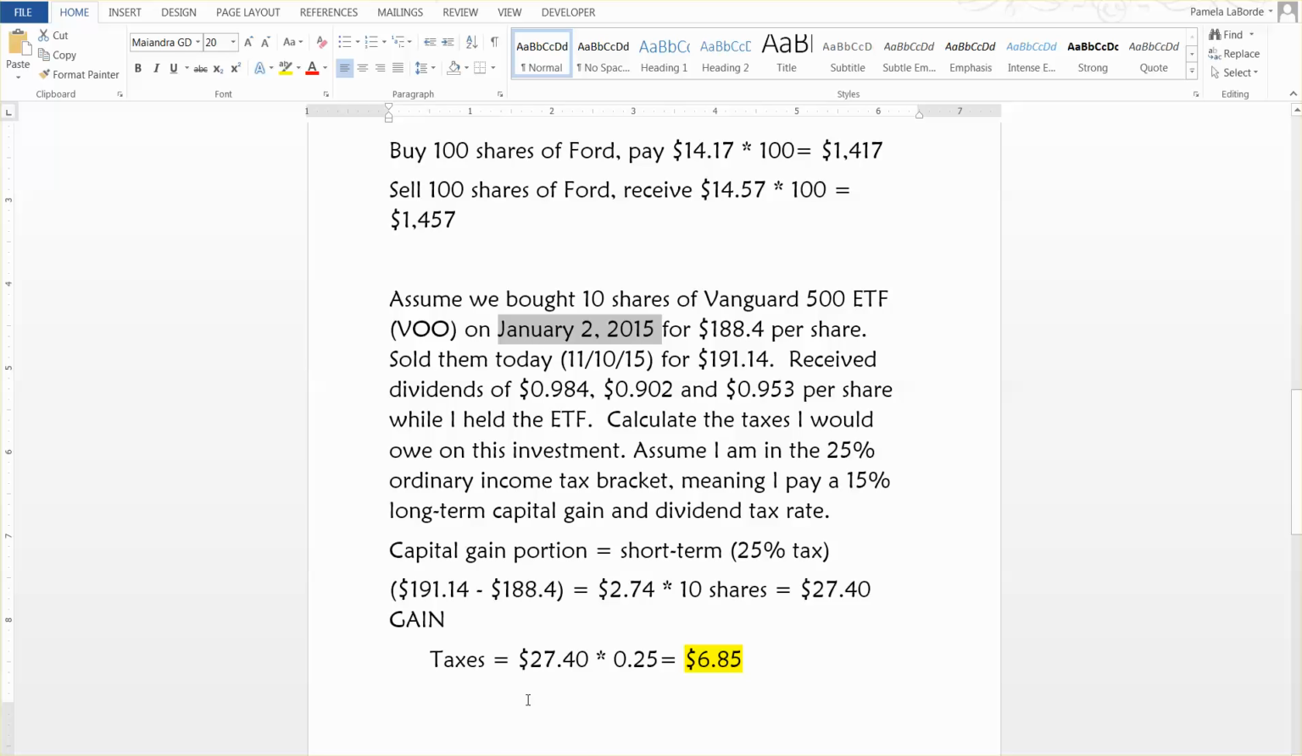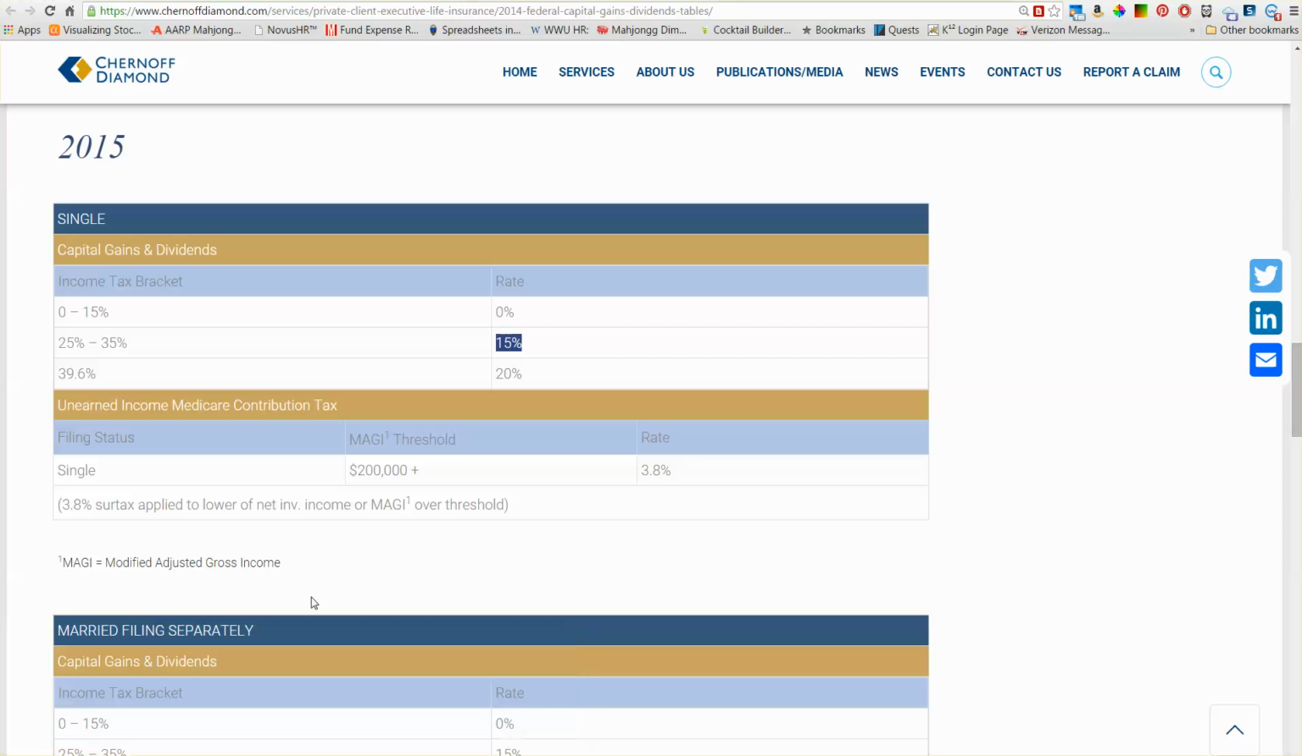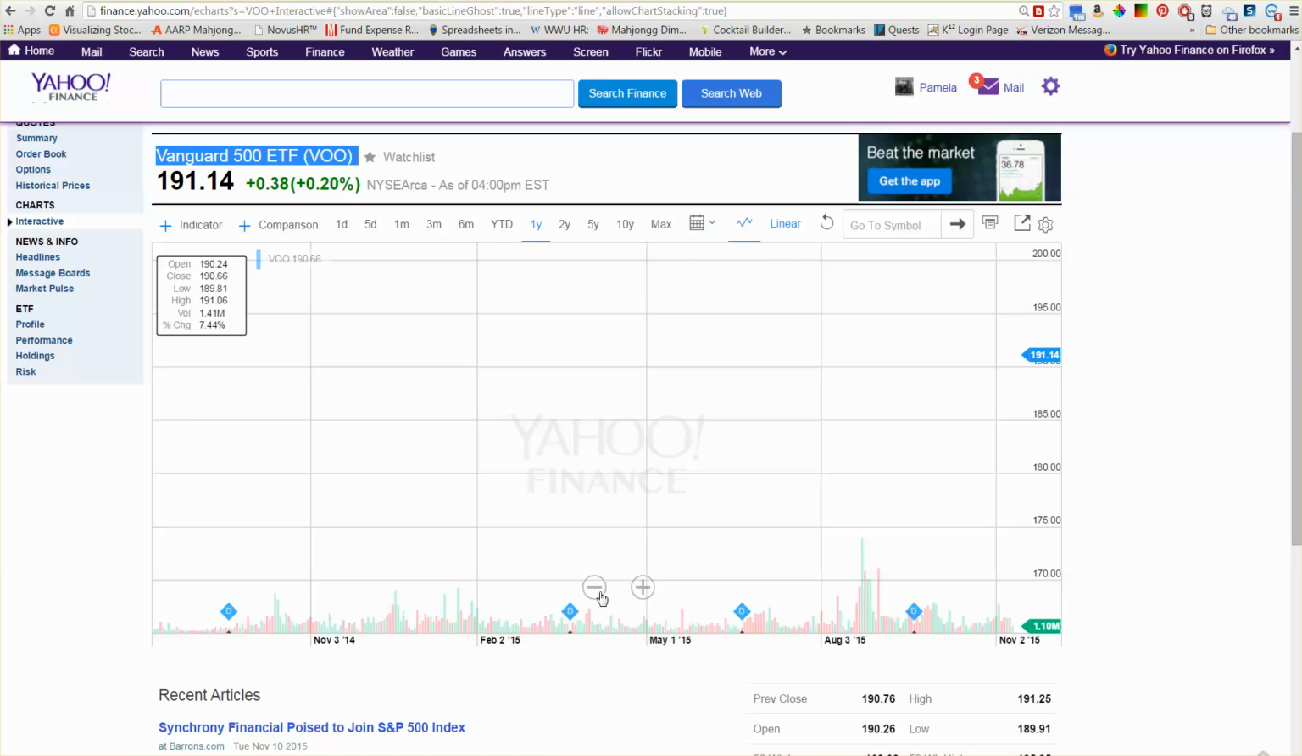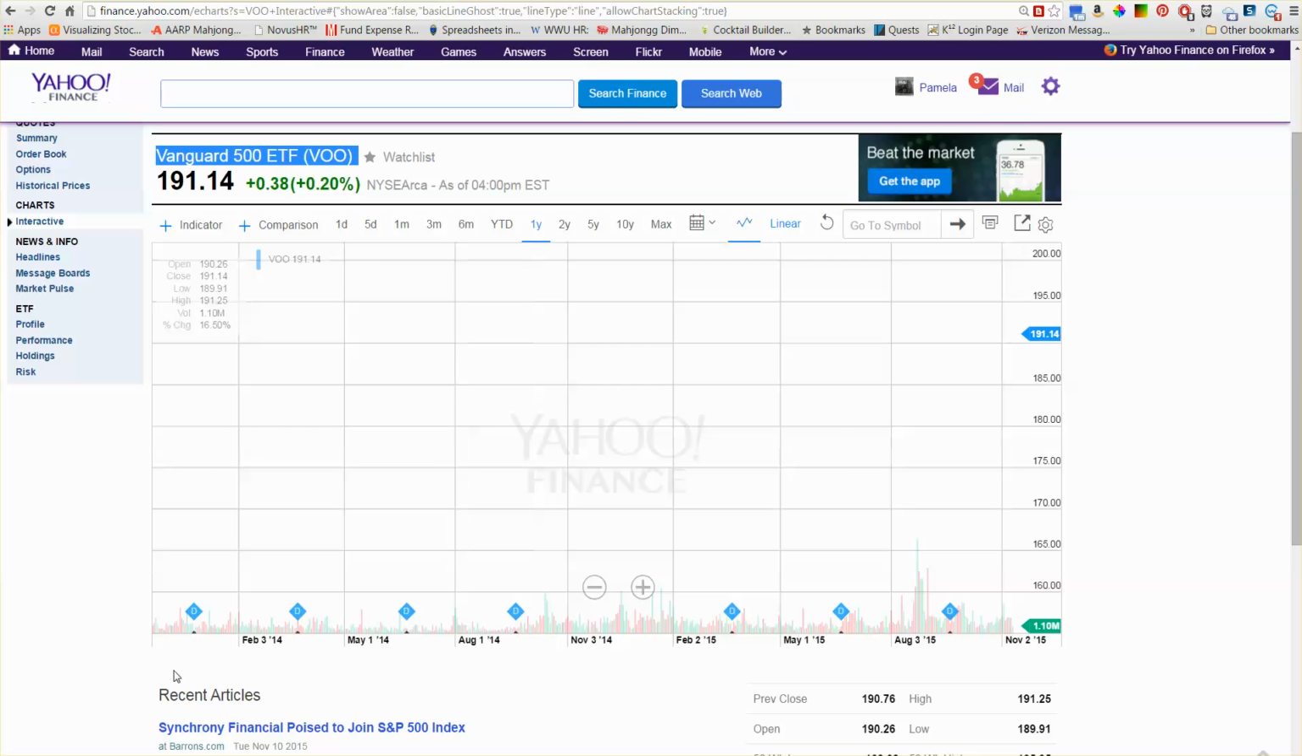And they paid dividends. And actually, let's just pop over to Yahoo and let's pretend I bought them on January the 2nd of 2014. I'm just trying to get to that date. That's right here. You can see that they paid some dividends in 2014 and then they paid some dividends in 2015. And let's say I bought it January the 2nd of 2014 and sold it today, November the 10th, 2015.